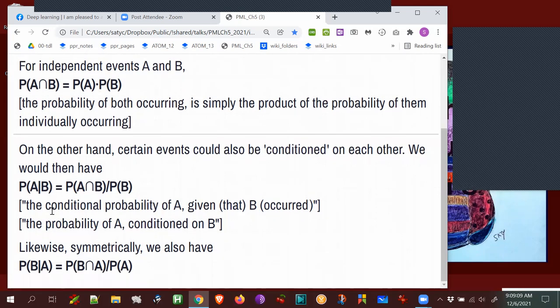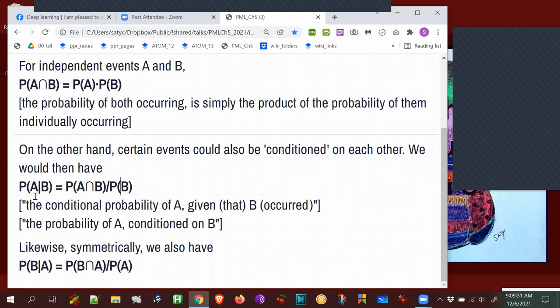Likewise, the converse, the symmetry, you can also have B conditioned on A. So this is backwards to that. When you want to know what the probability for B is, given that A already occurred, then it's the same A and B. I simply wrote it as B and A, but it's basically commutative. So same A and B occurring together, divided by the probability of A occurring all by itself.